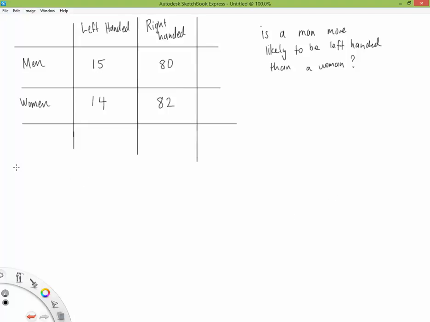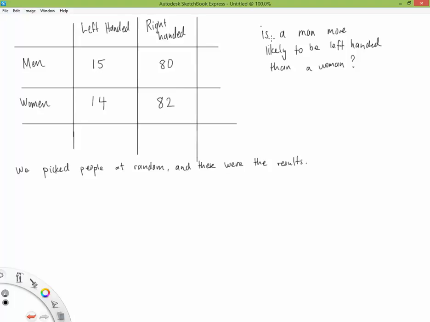So, we surveyed, we picked some people at random, and these were the results. Okay. So we picked some people at random, and these were the results: 15 men who are left-handed, 80 men who are right-handed, 14 women who are left-handed, 82 women who are right-handed.